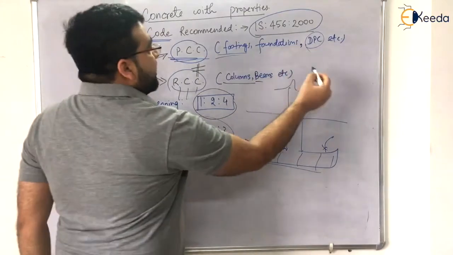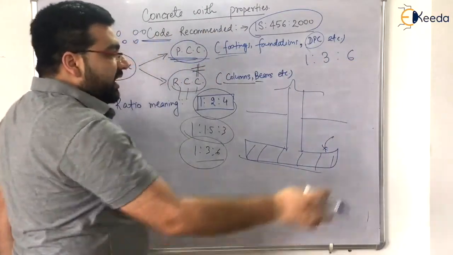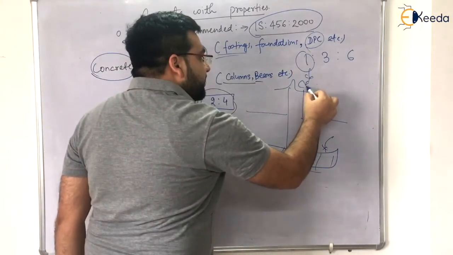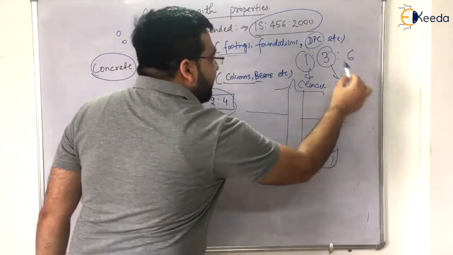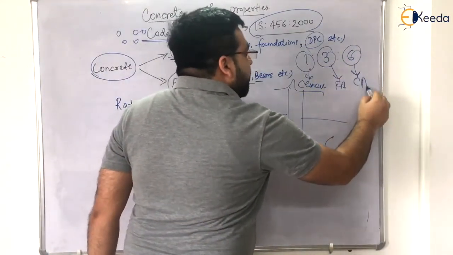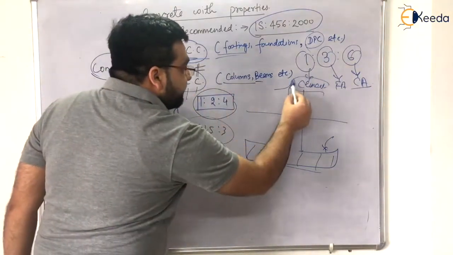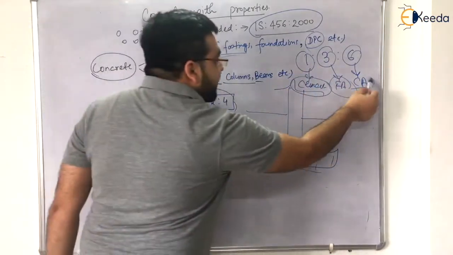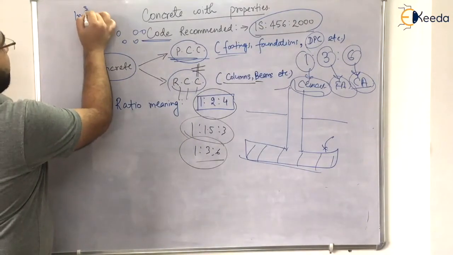For example, let us say you have 1:3:6. It means that the cement concrete will have one part of cement. This is for cement. It will have 3 parts of fine aggregates. The middle portion is for fine aggregates and the last portion is for coarse aggregates. Okay, this is important. Again, I am repeating. The first portion is for cement, the second portion is for fine aggregates, and the last portion is for coarse aggregate.